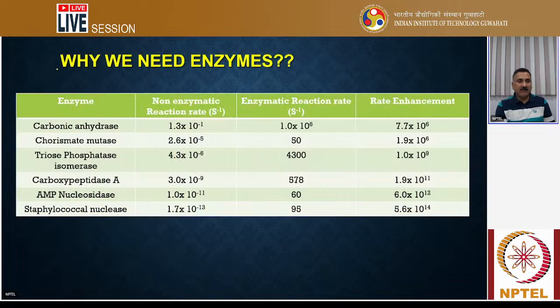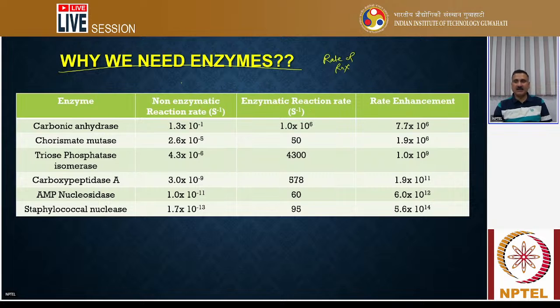Now, the question is why we need an enzyme, right? We need an enzyme because enzymes increase the rate of reactions. Now, you see, I have given you an example of some of the enzymes, and here it is actually giving a reaction of the non-enzymatic reactions, and it shows what the rate of the reaction will be if the enzyme is present.